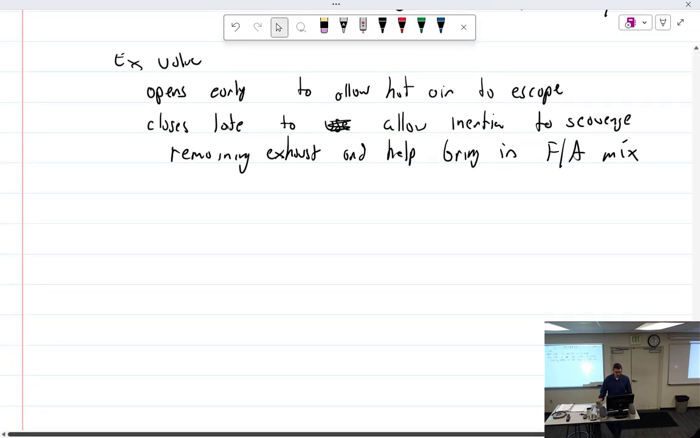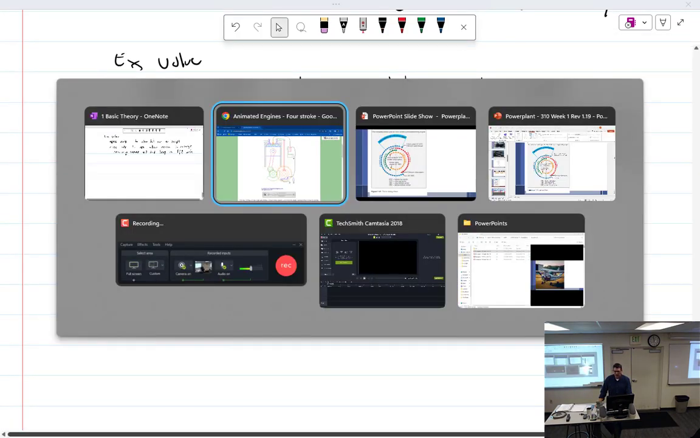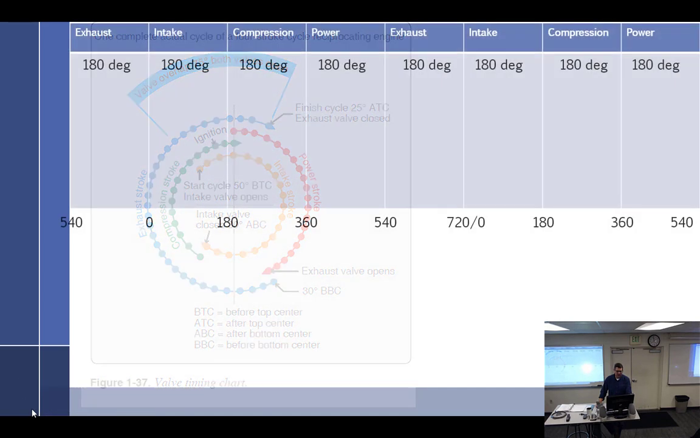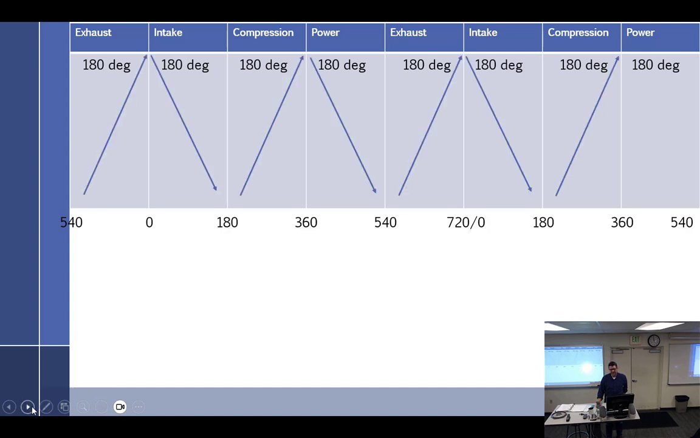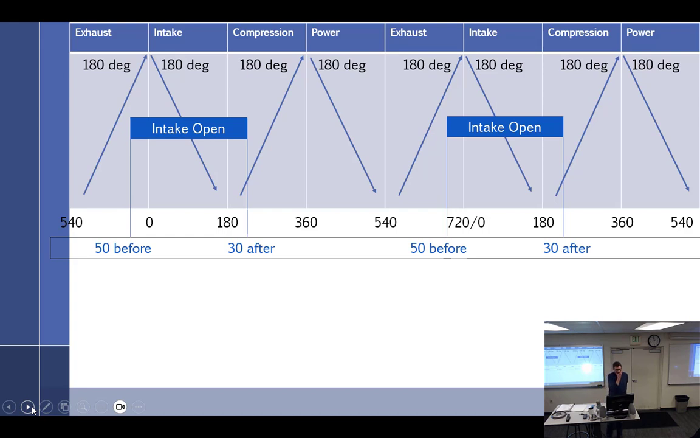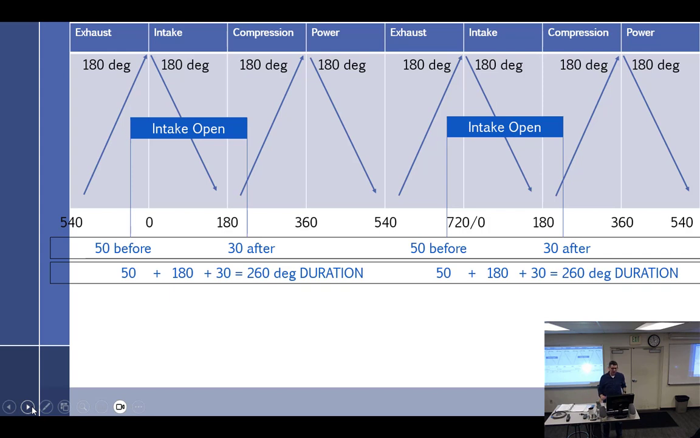Basically, this is what I just drew. Exhaust, intake, compression, power. Exhaust, intake, compression, power. Each stroke is how many degrees? 180. It's like I spent a lot of time doing this and forgot I did it. All right, so intake is open 50 before, 30 after. 50 before, 30 after. So what is my duration?